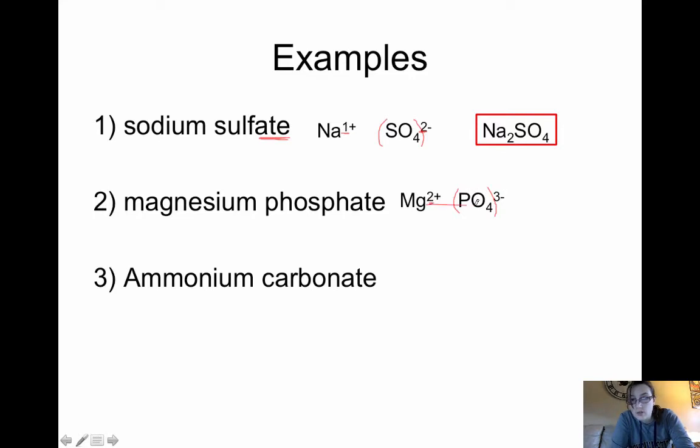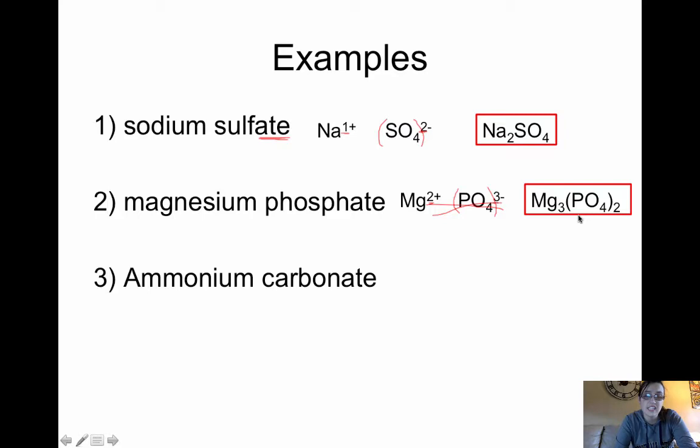So the 2 will come down with phosphate, the 3 will come down with magnesium, and we get Mg3(PO4)2. So notice the phosphate is in parentheses because (PO4)2 is different than PO42. Notice we don't move this 2 and we don't distribute it, we leave it on the outside of the parentheses.